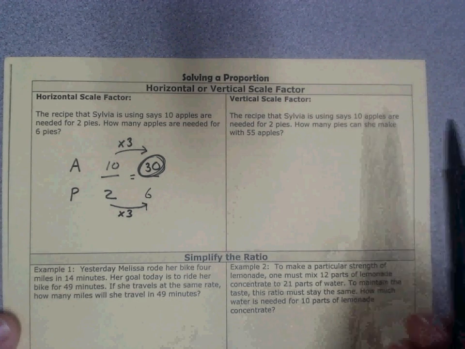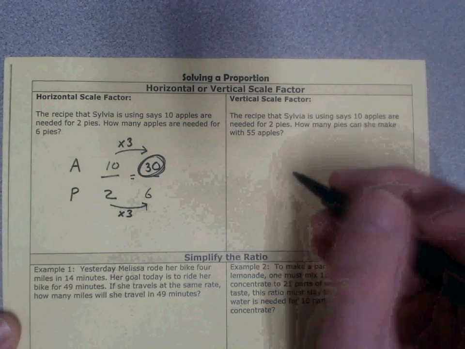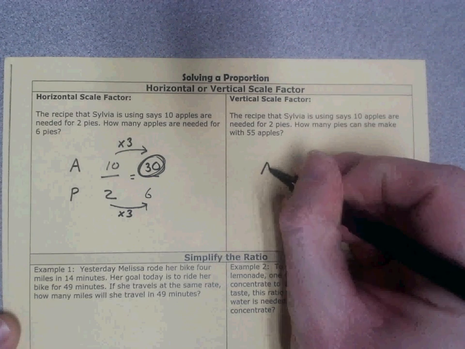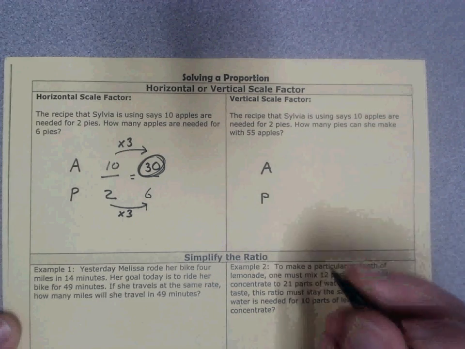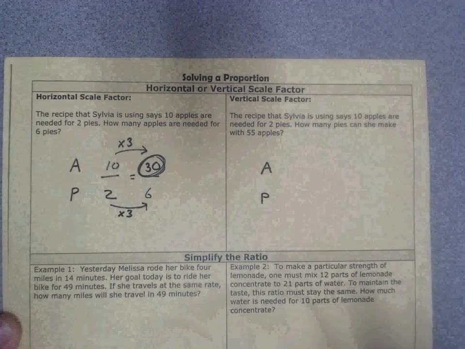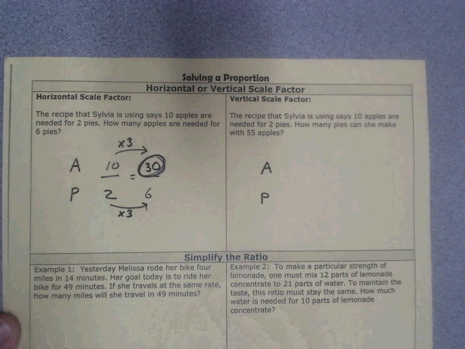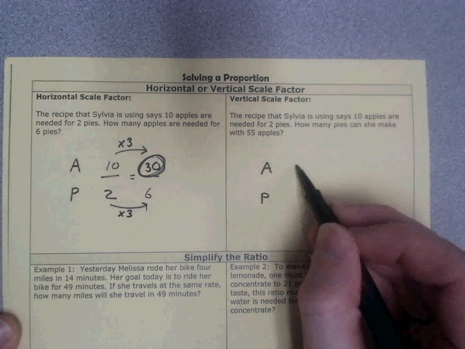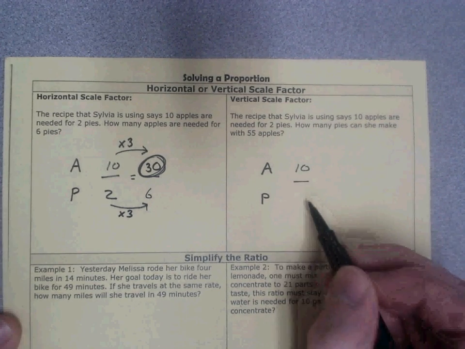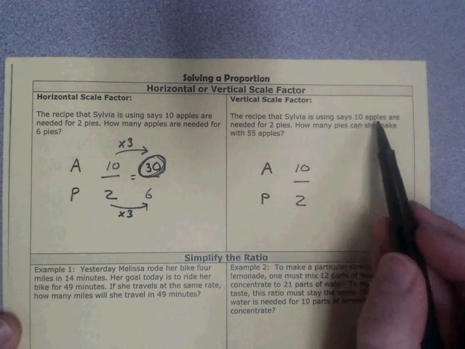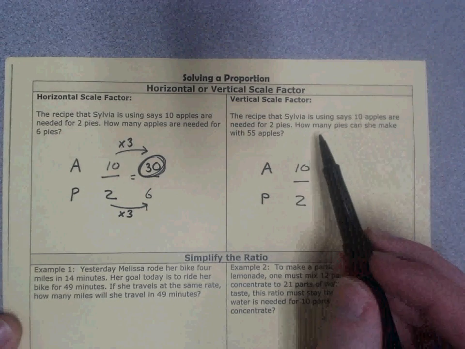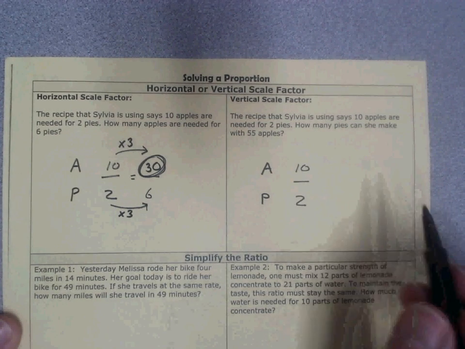So again, I recognize that we're using apples and pies as our two quantities. So I'm going to put apples and pies. Now if I put pies and apples, it's going to get you the same answer in the end. So either way you work with it, it's going to work out for you. So we know that 10 apples are going to give you 2 pies. 10 apples for 2 pies. Says how many pies can she make with 55 apples?